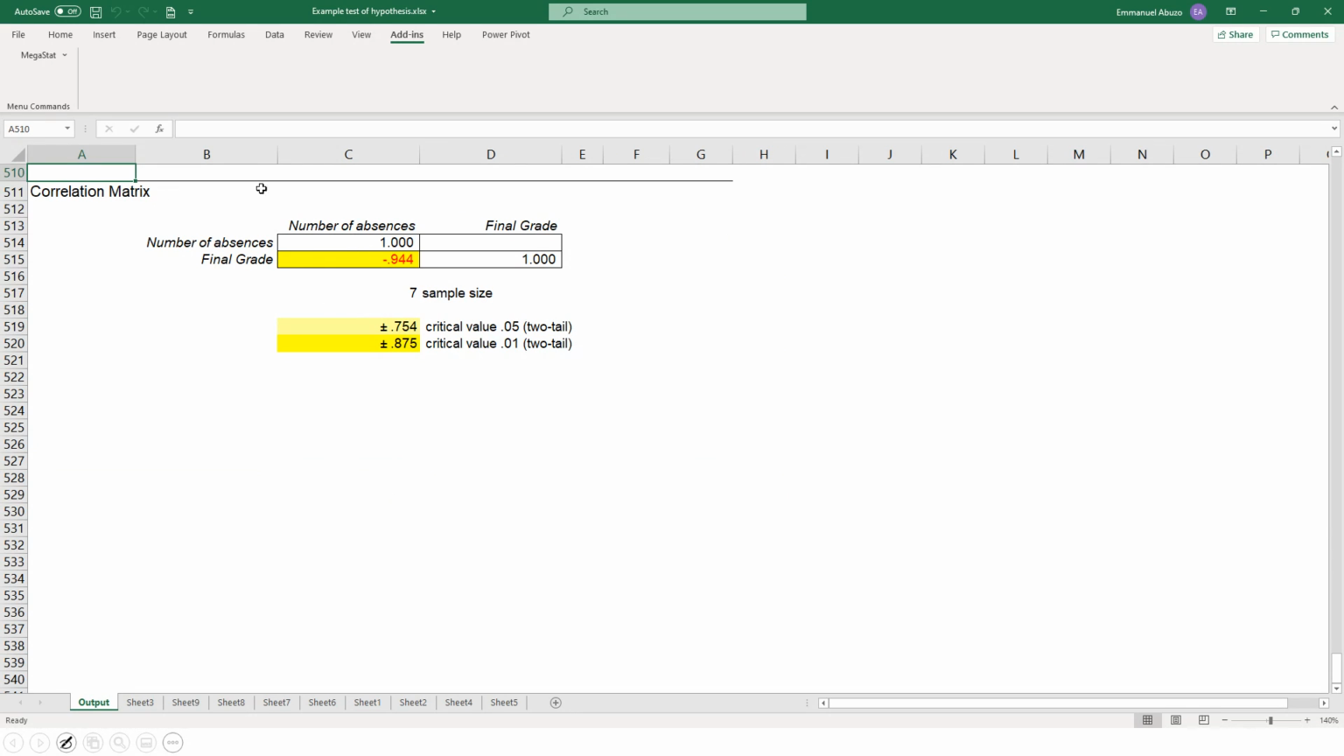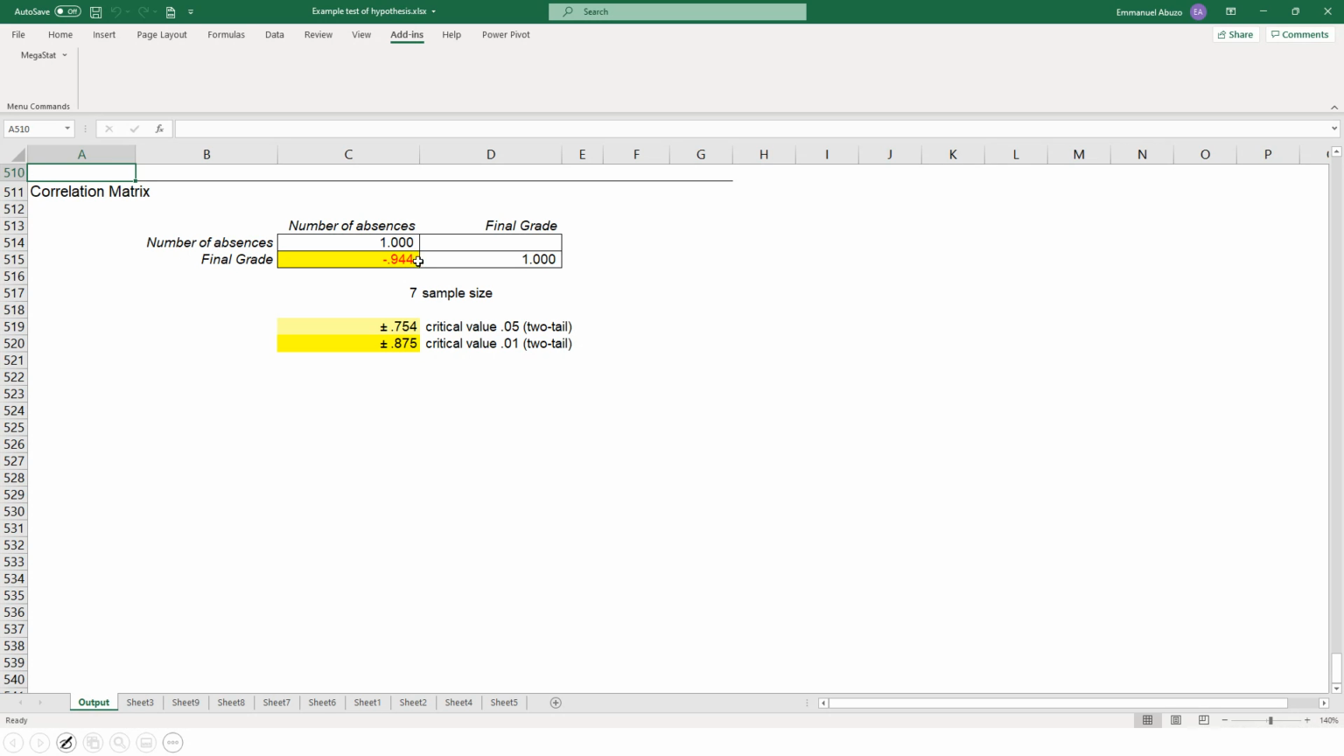As we can see here, there would be 4 cells. However, number of absences by number of absences is 1. Of course, we know that that is 1. Now we have final grades and number of absences. As we can see here, we have negative 0.944, which is the value that we obtained in our manual computation.